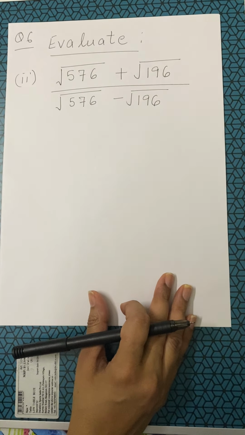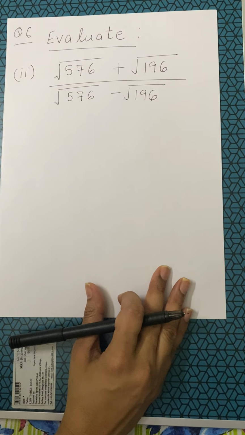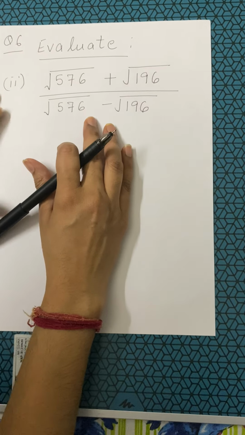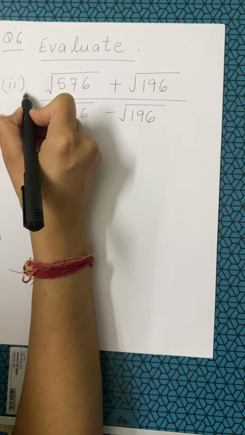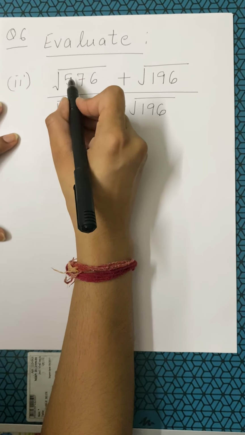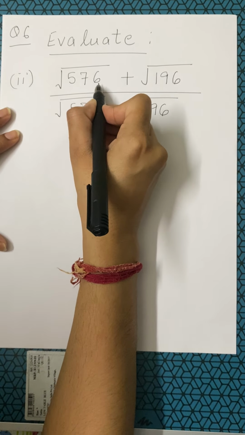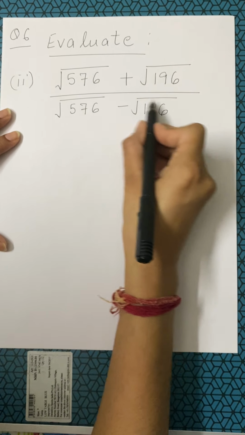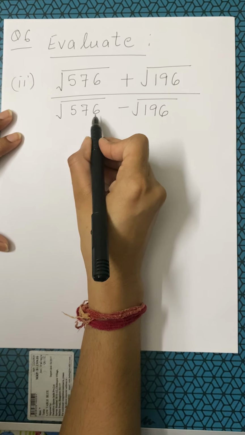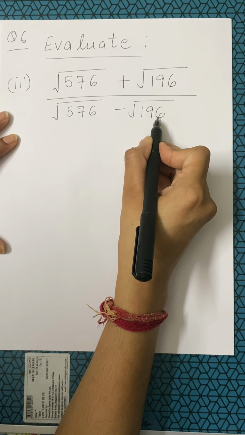Now there is one more type in which we need to find the square roots. These are the evaluation questions. Now question number 6, second part. Evaluate square root of 576 plus square root of 196 whole divided by square root of 576 minus 196.